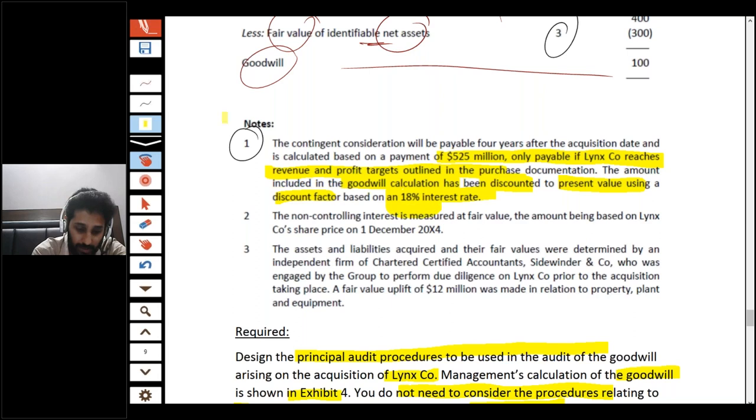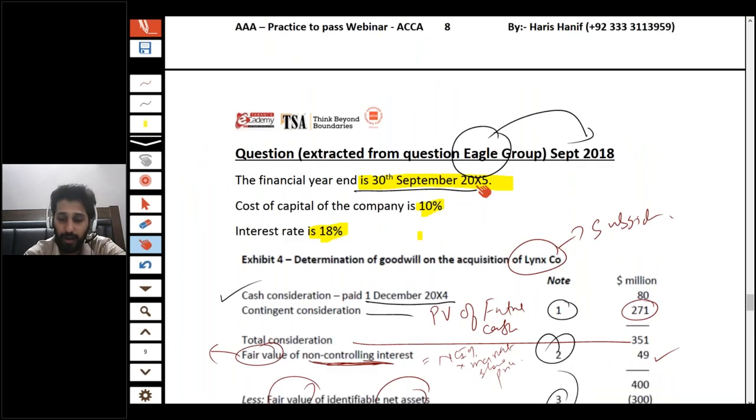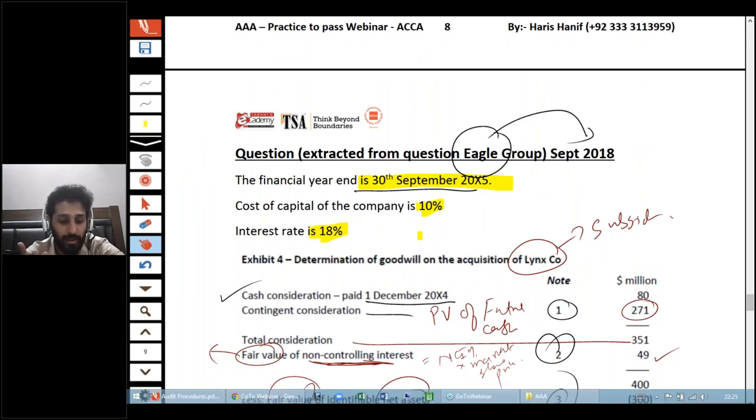Now this is something shocking for us, because it's 18%, it's the interest rate, since the cost of capital is given, and when we are calculating the present value, we take the cost of capital. Why is this company taking that interest? I will have to discuss it with the management, whether there is any rational reason. This would be my procedure.